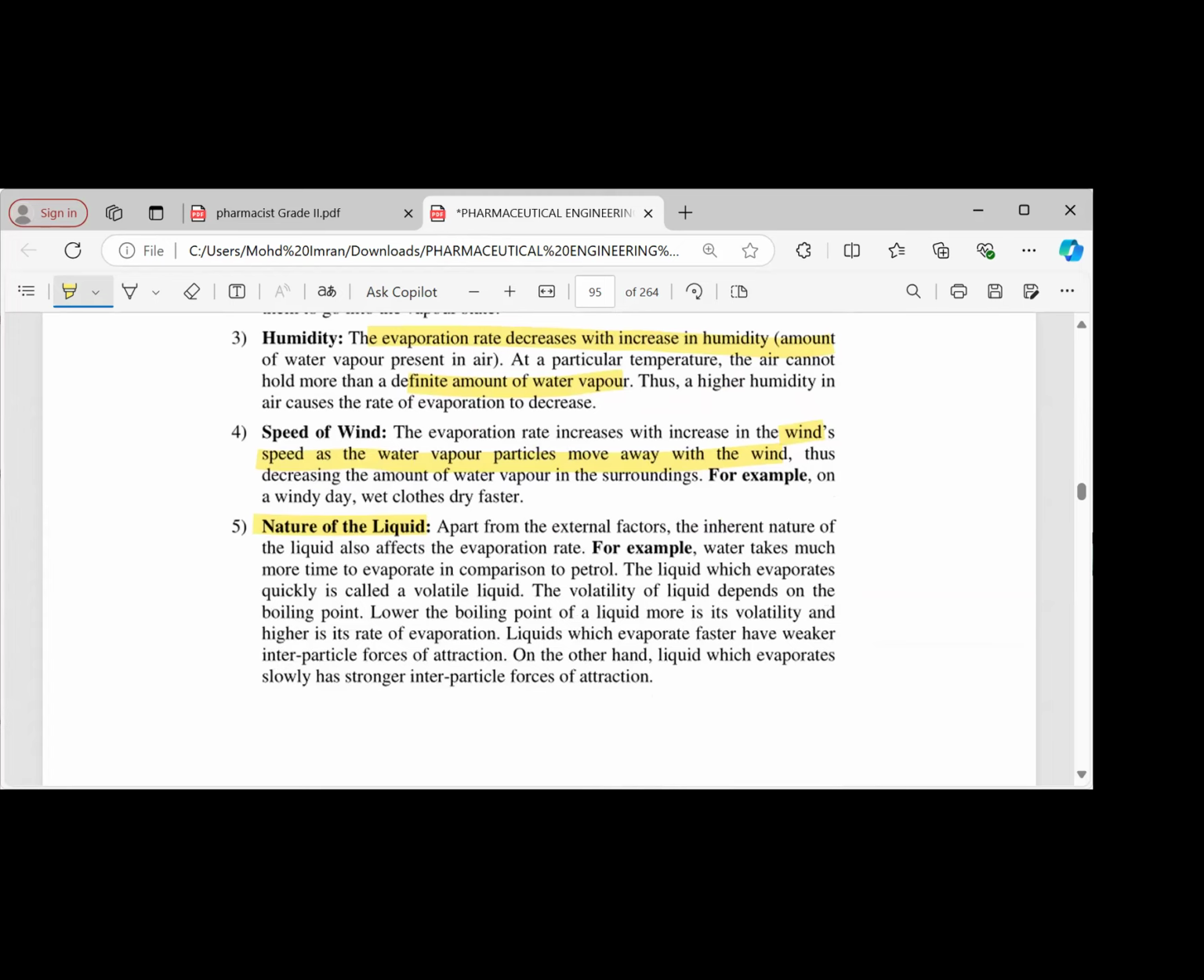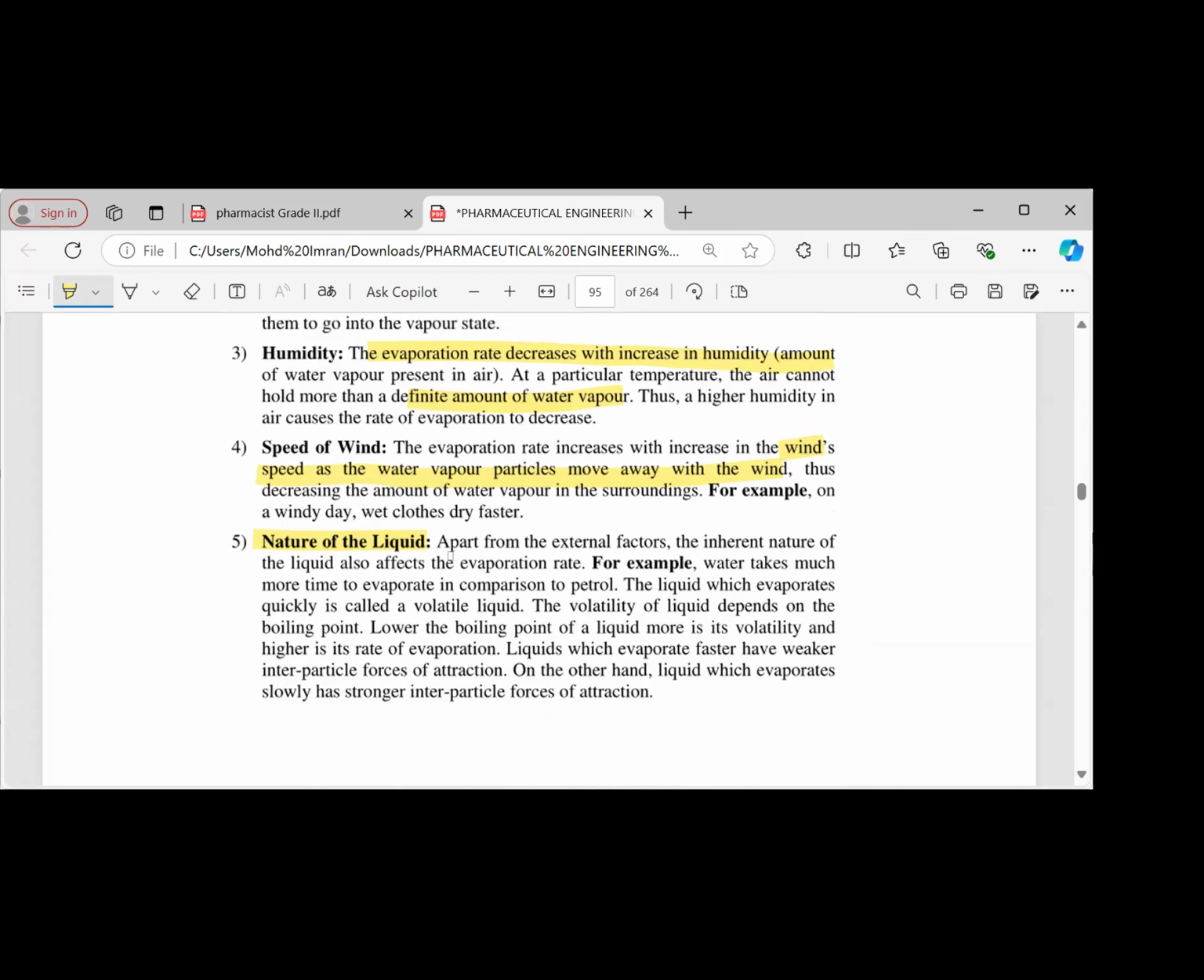Nature of the liquid, viscosity plays an important role. Volatile, non-volatile nature, and concentration also comes in the picture. So please note down.